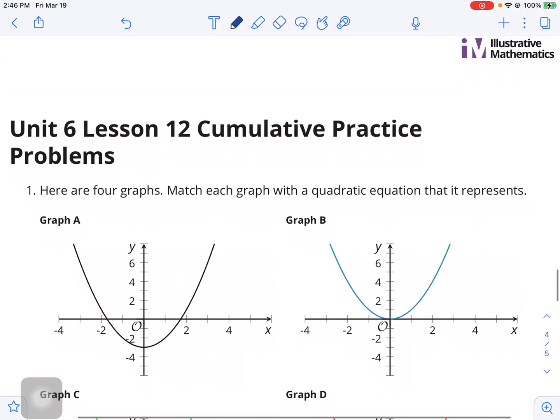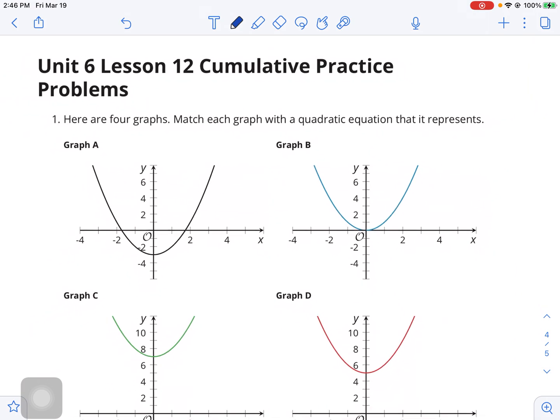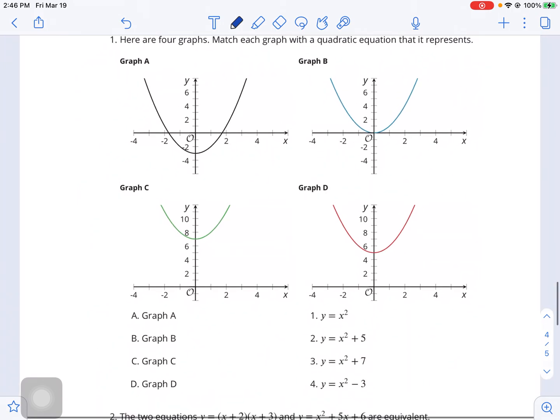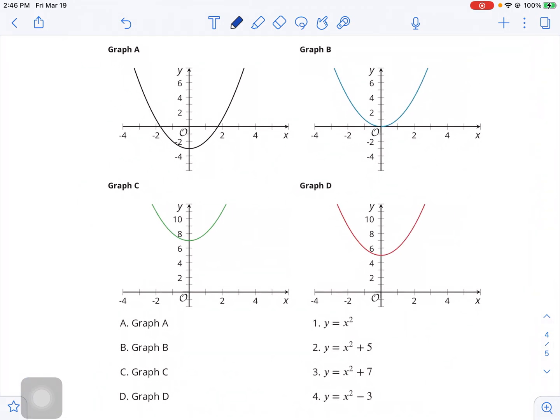And now we're on to lesson 12. Here are 4 graphs, match each with a quadratic equation that represents it. Well, let's see. We know that this one has a y-intercept of 5. This one has a y-intercept of 7. And this one has a y-intercept of negative 3. So 0, negative 3. We can tell all of this from standard form. And this one looks like it has a y-intercept of 0 because there is no constant term.